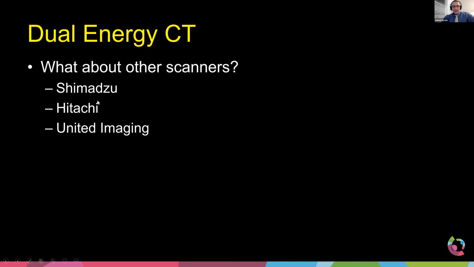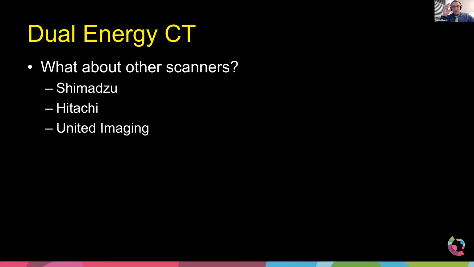Now, last week, someone asked if we could talk about Hitachi. And similarly, the question would be, what about the other scanners? Do they also do dual energy CT? So Shimadzu, Hitachi, United Imaging from China. These are wonderful CT scanners in their own right. And I went out and I actually spent a couple of hours digging and digging and digging, trying to find all the information I can on these 3 scanners.